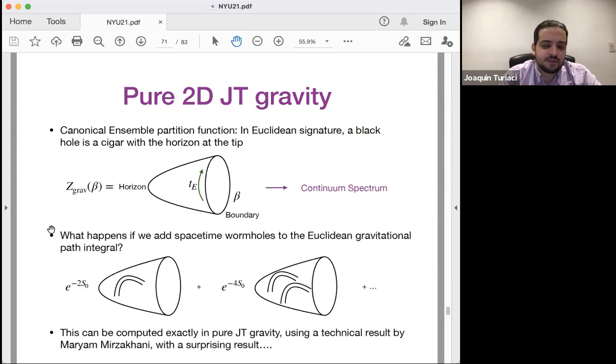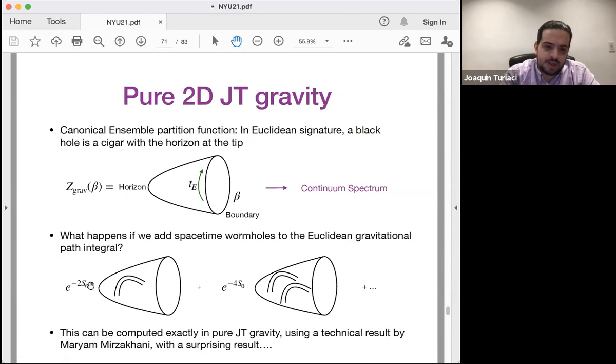The idea of Saad, Shenker and Stanford is to include these space-time wormholes. Importantly, all these contributions come suppressed exponentially in S0. That's why formally if S0 is infinite, which means infinite entropy, then they all disappear and a continuum spectrum is okay. But a way to reformulate the information paradox is to ask how to see the finite entropy in the gravity description, since there is no information paradox if there is infinite entropy. So that's what we want to answer by studying this.